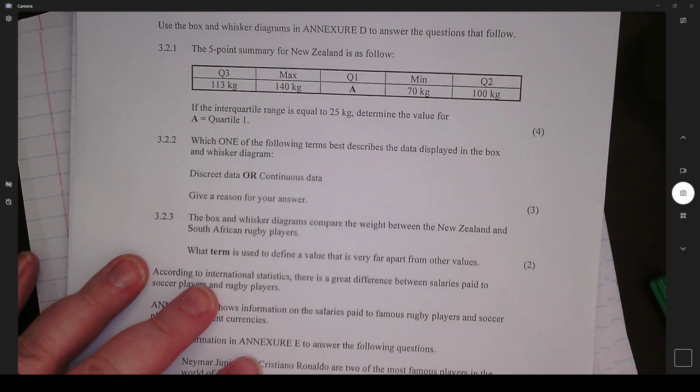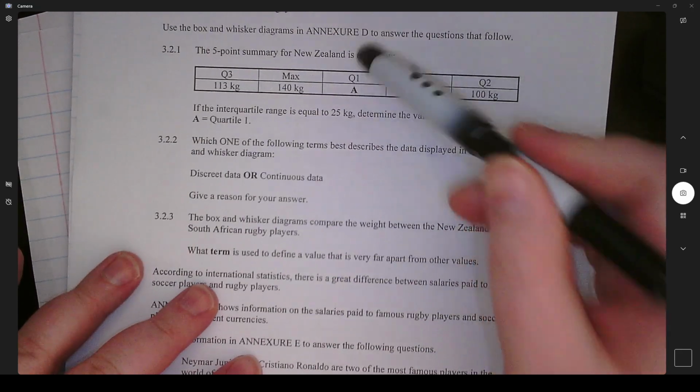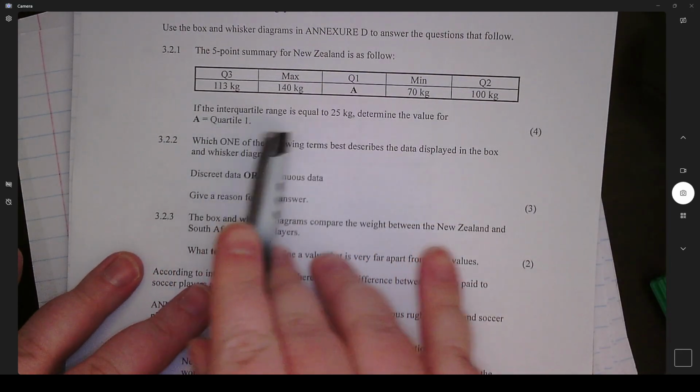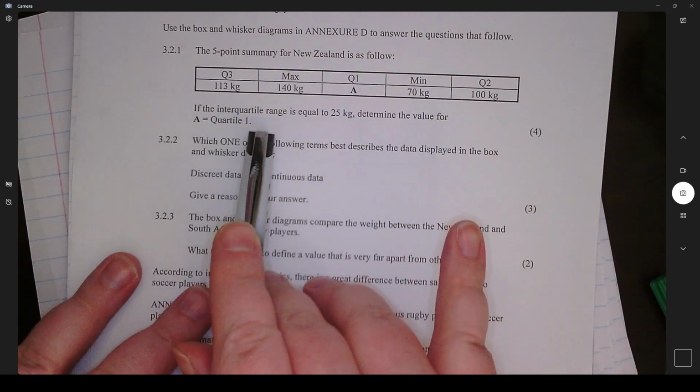Right, so we have been provided the 5-number summary, and A, quartile 1, is missing. If the interquartile range is equal to 25, determine the value of quartile 1.